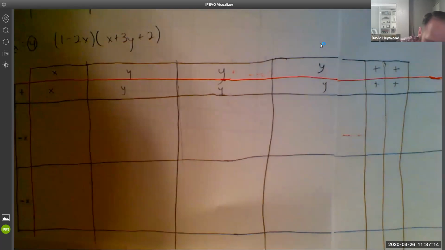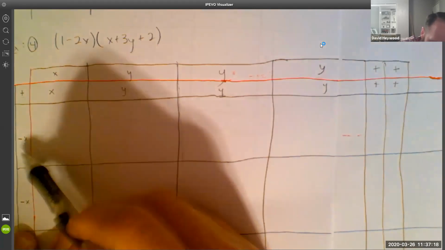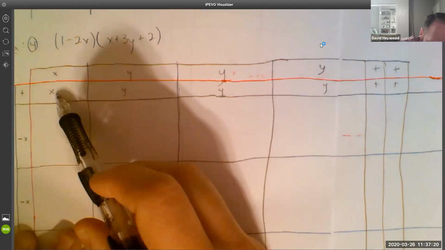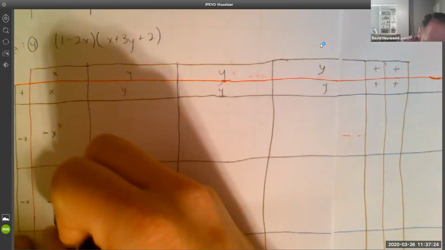Oh, but it's a negative x. So that's a red tile and a blue tile. That makes a red tile, right? So negative x squared. And I suppose the same thing is going to happen here, right? Negative x squared.